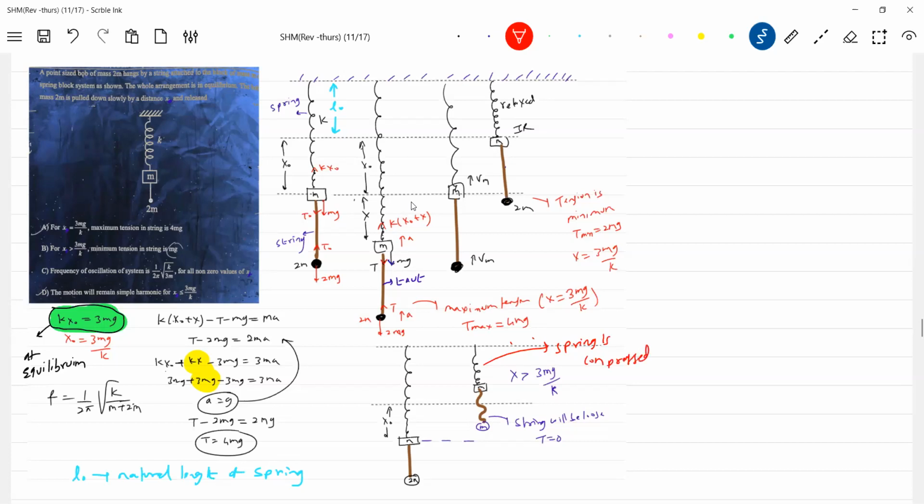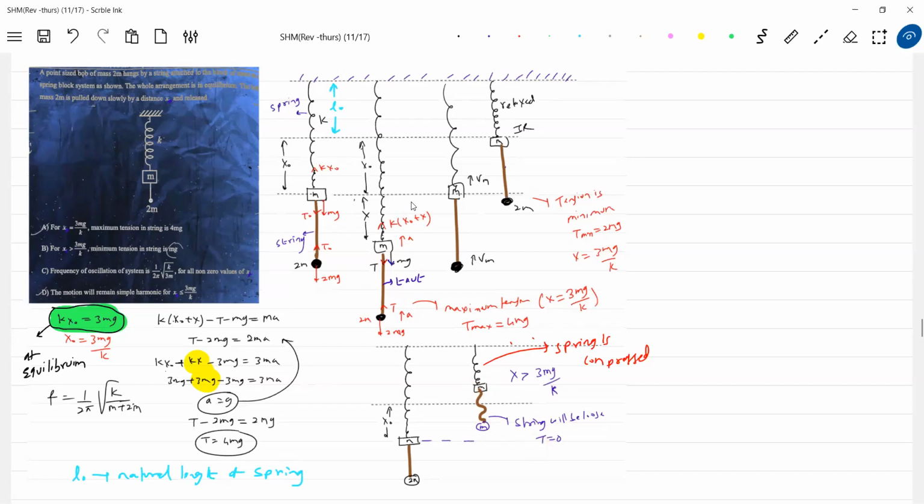You see, everything is there in the diagram. So therefore, what is the permitted value of x? It should be less than 3 mg by k. If it is greater than 3 mg by k, it will become loose. And what is the tension? Tension will be 0 now.